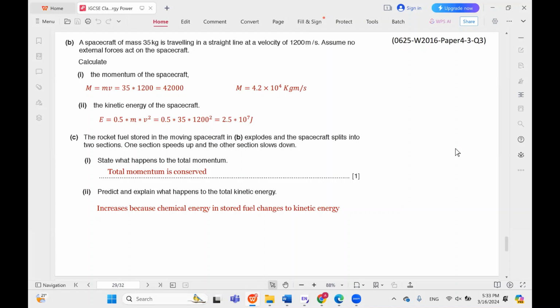In C, we are told the rocket fuel stored in the moving spacecraft in B explodes and the spacecraft splits into two sections. One section speeds up and the other section slows down. State what happens to the total momentum. Of course, the total momentum must be conserved. This is a rule in momentum. The total momentum is always conserved. Predict and explain what happens to the total kinetic energy. The total kinetic energy must increase, of course, because this is fuel burning up. So we expect the chemical energy in the fuel to be transformed into kinetic energy.